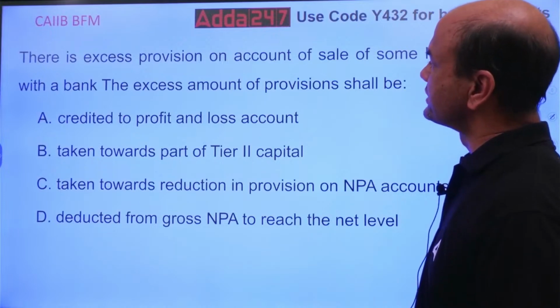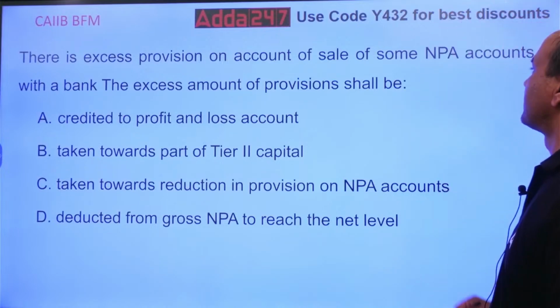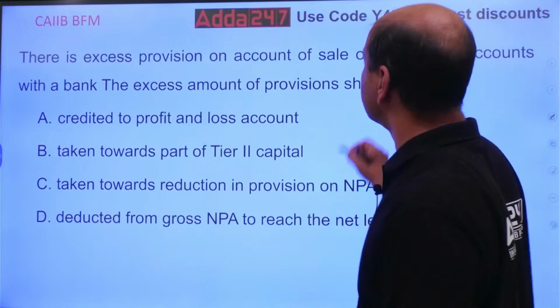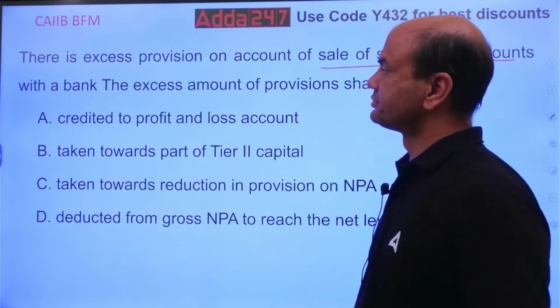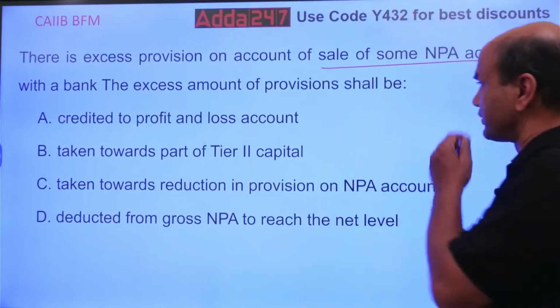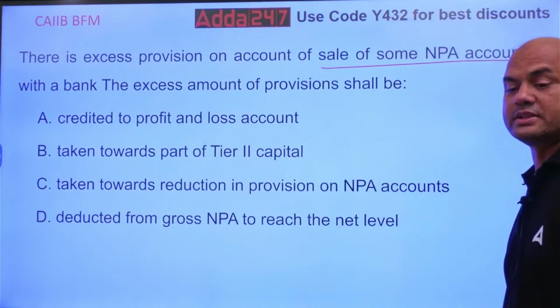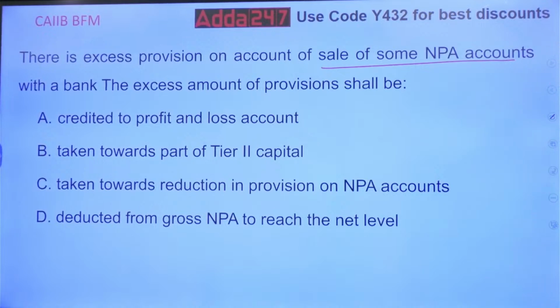There is an excess provision on account of sale of some NPA accounts. So, excess provision on account of sale of NPA with the bank. The excess amount of the provision shall be. So what should I do with this excess provision? I have sold the NPAs. Now what should I do with this excess provision which I have made? Means I had made the provision for the NPAs, but now what has happened? These NPAs are sold. So as the NPAs are sold, what do I do with that provision amount? Because that is basically locking my money. So in that case, what do I do?